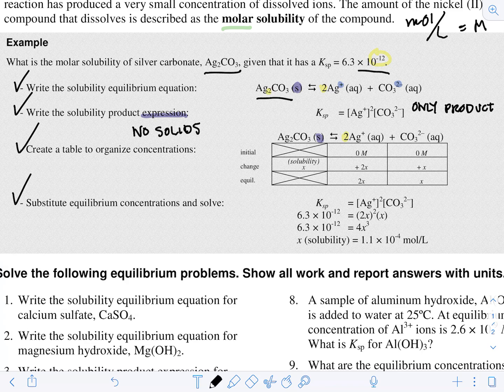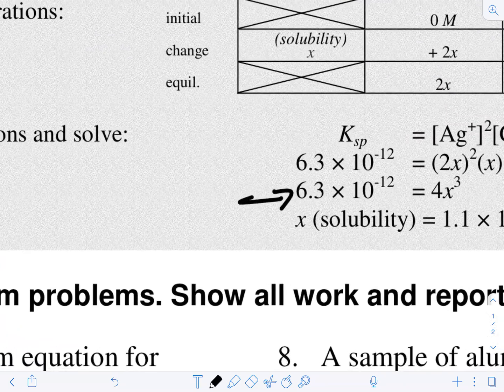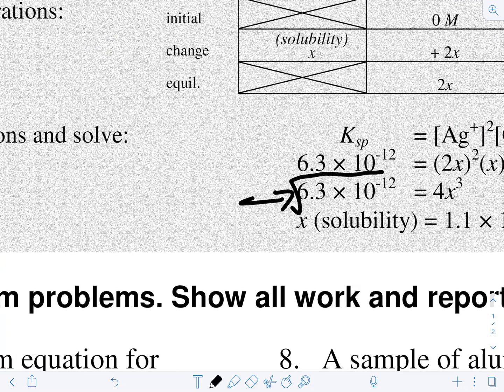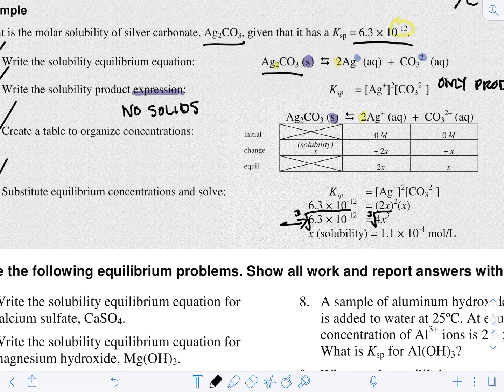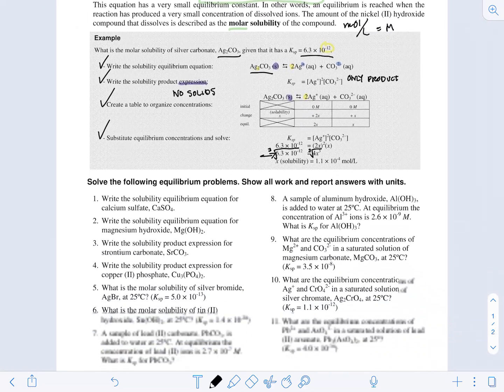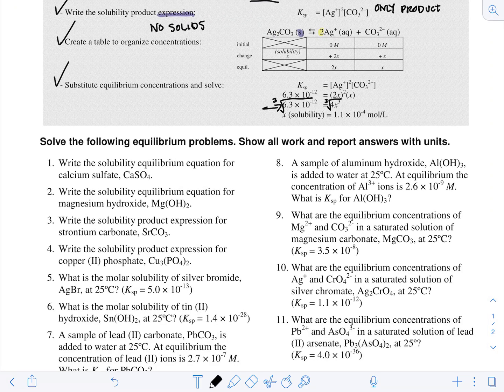Once you have that, you're going to plug in the actual value that they gave us, which was 6.3 times 10 to the negative 12, and you're going to solve for x. They took the cube root of both sides to solve for the 1.1 times 10 to the negative 4th moles.